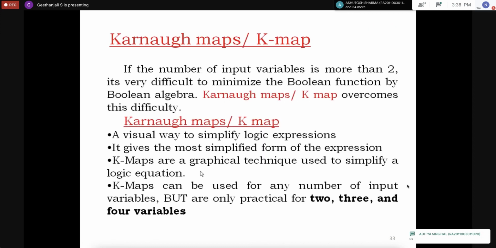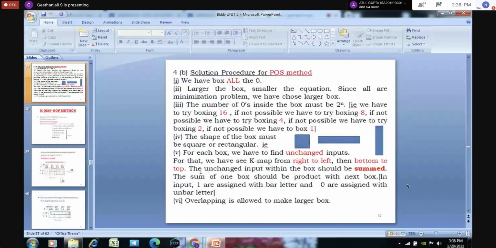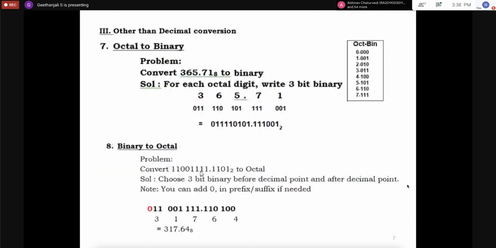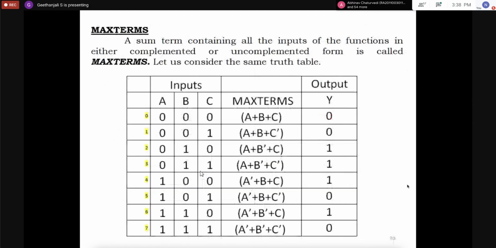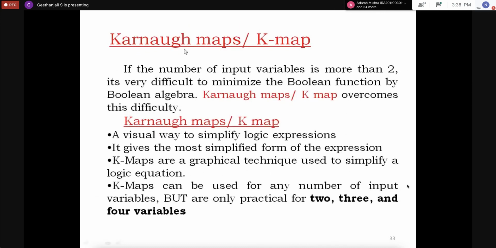Then this is an important, big question. If the number of input variables is more than 2, it is very difficult to minimize the Boolean function by Boolean algebra. Karnaugh maps, K-maps, both are the same, overcome this difficulty.